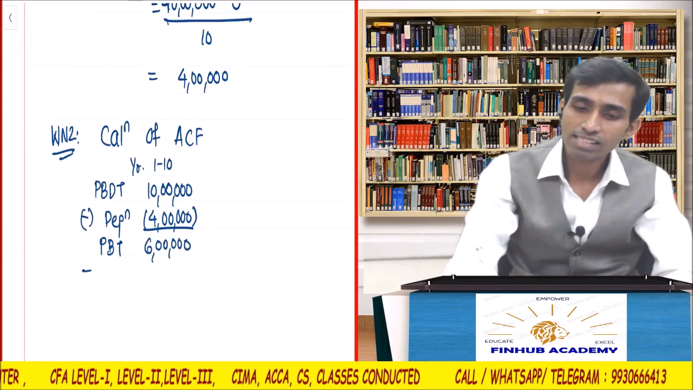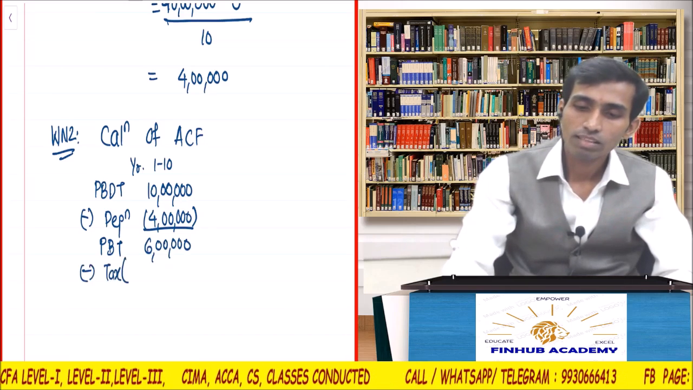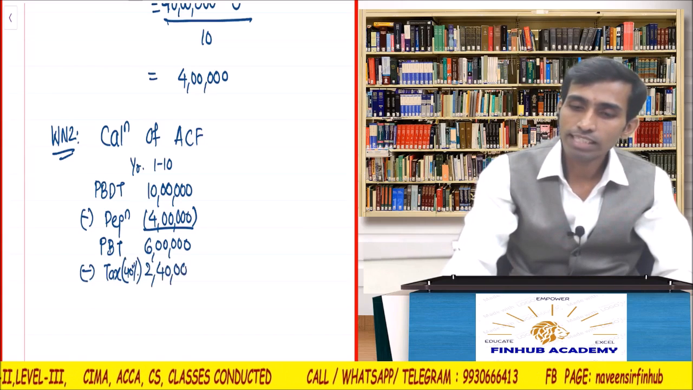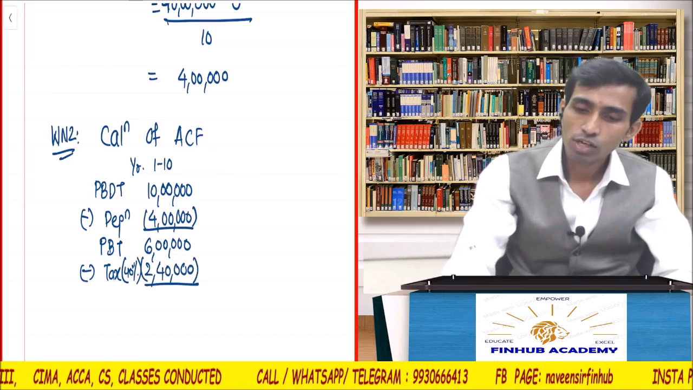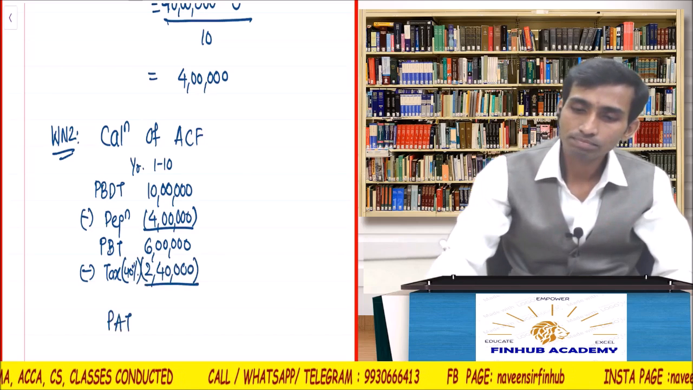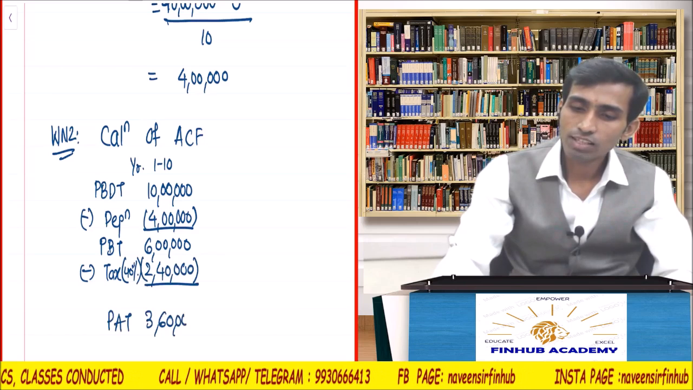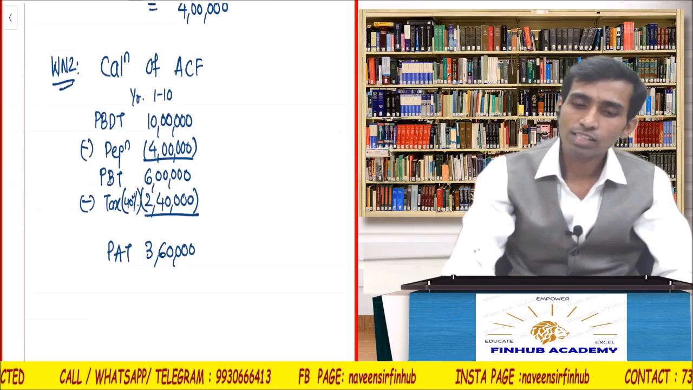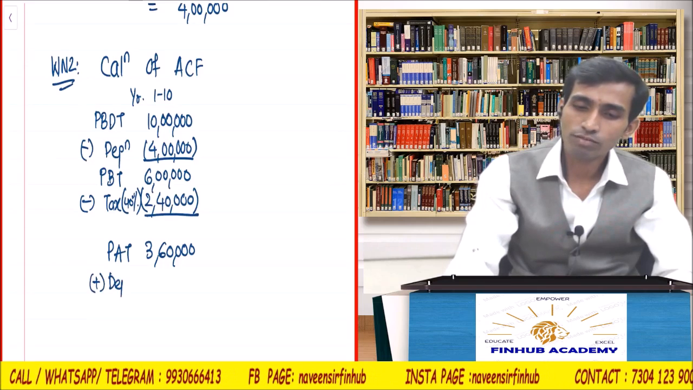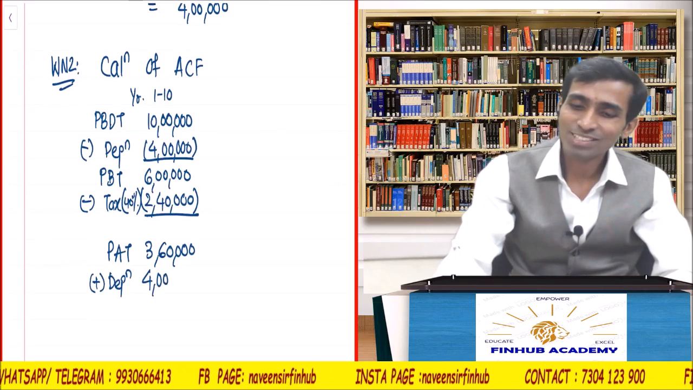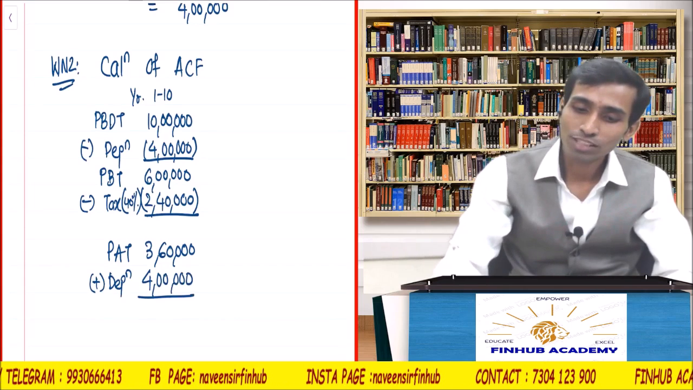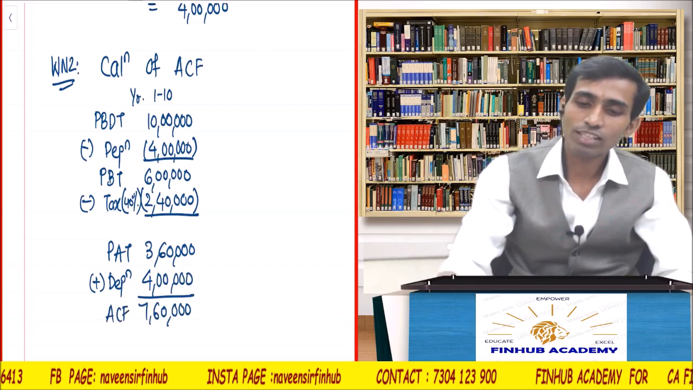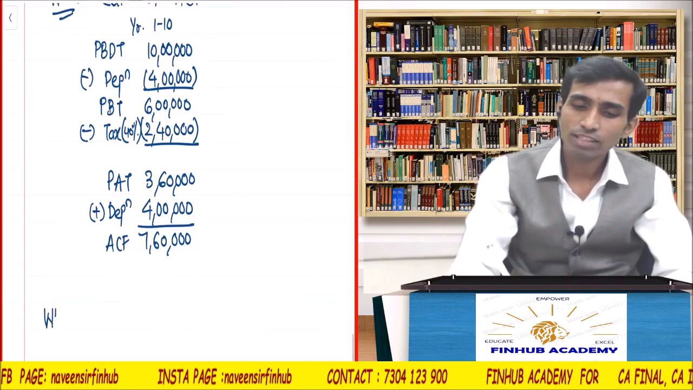How much is the tax? 40%, that is 2 lakh 40,000. Great. This is the tax. So how much is the profit after tax? 3 lakh 60,000. Someone said 7 lakh, after adding depreciation. So depreciation is 4 lakhs. So the total is 7 lakh 60,000, which is the ACF, annual cash flow. Great. See, it is easy.